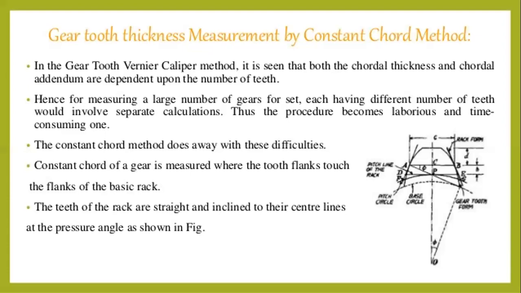The constant chord of a gear is measured where the tooth flanks touch the flanks of the basic rack. So that should touch the flanks of the basic rack, and the teeth of the rack are to be straight and inclined to their center lines at the pressure angle.